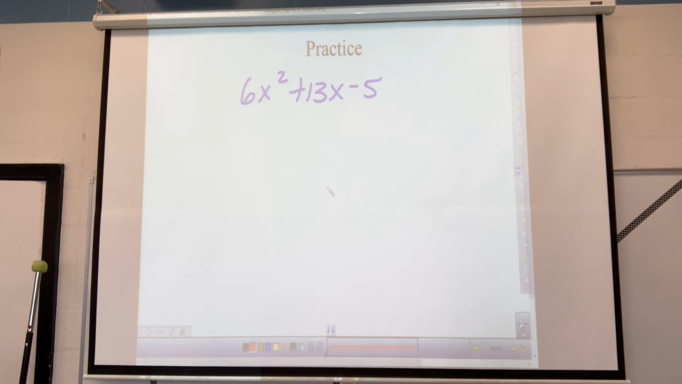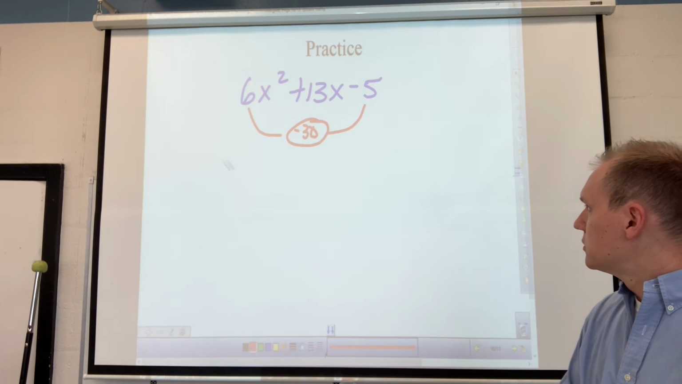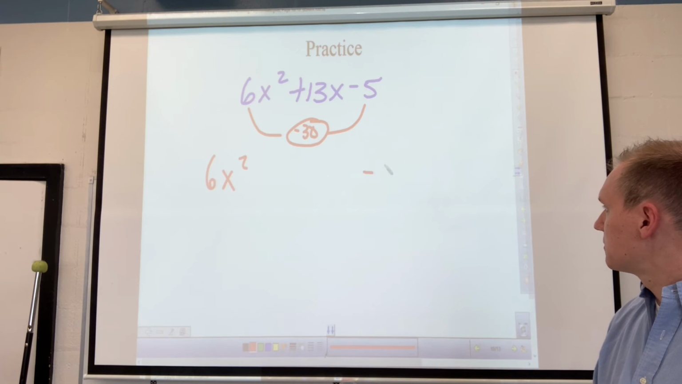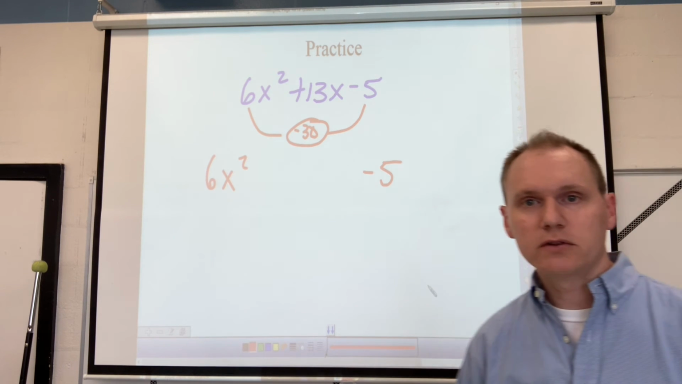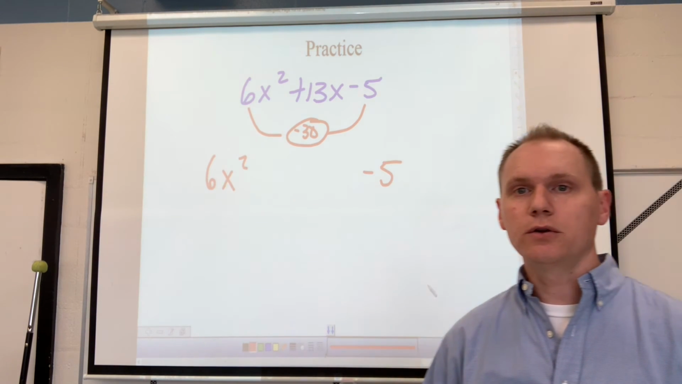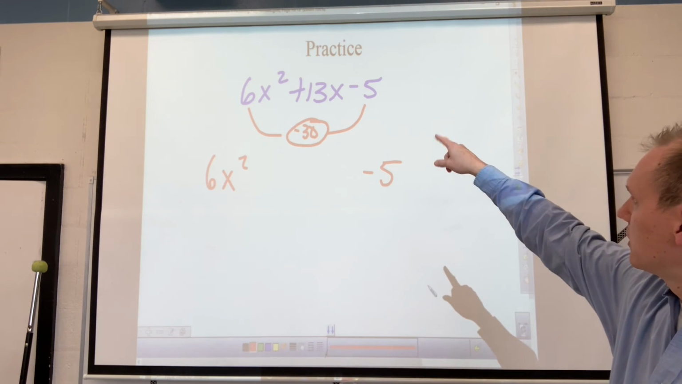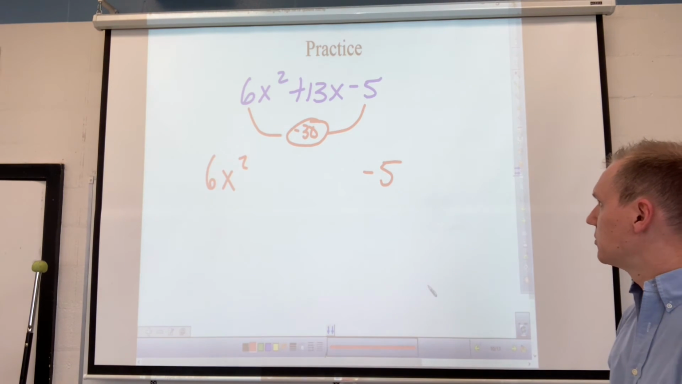All right, so in this case, we have 6 times negative 5 is negative 30. So we're trying to think of two numbers that multiply to give us negative 30 and add to give us 13. And we're going to use those two numbers to split up that 13x. So factors of 30 are 5 and 6, 30 and 1, 15 and 2, those. And so you want to think about what add to give us 13.